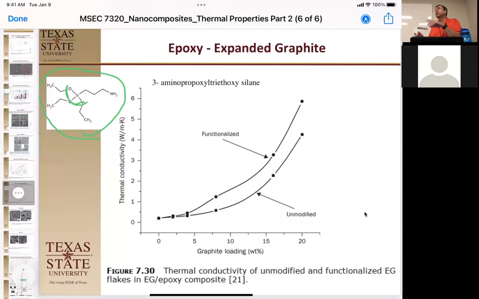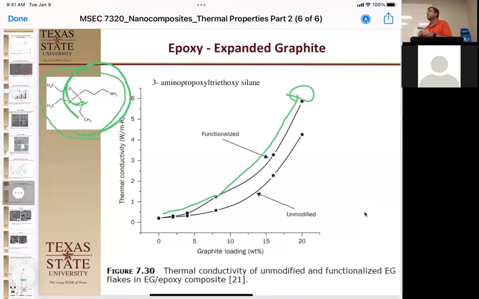So I said before, tighter bonds, smaller atoms, less thermal interface gives you a higher thermal conductivity in the bulk because it reduces that resistance to jump into the matrix and jump back onto the filler. So what they saw when they functionalized it with this amine that's chemically binding to the epoxy is they saw an immediate jump and a much better increase in the thermal conductivity.